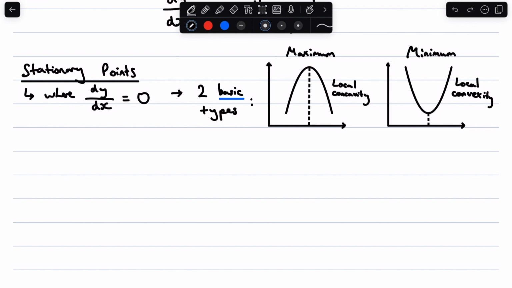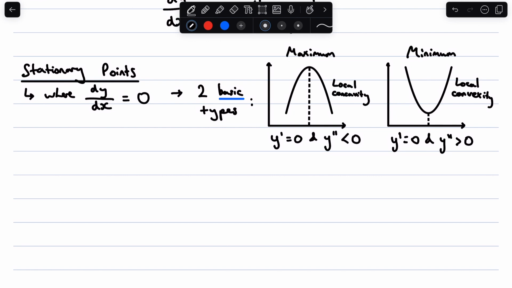And for the maximum, this is where y prime, so dy by dx, equals 0, and our d2y by dx squared, or y double prime, is less than 0. Whereas a minimum is for y prime equals 0, and y double prime is greater than 0.